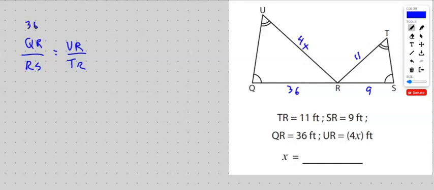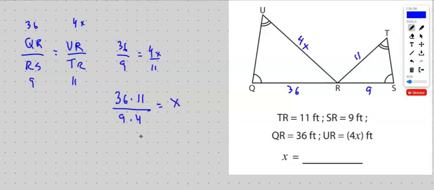Sometimes you might want to do it like this too. I put 36 here. My RS would be 9. My UR in this case would be 4x. And this would be 11. Now I'm going to take away the letters and put it back here. 36 over 9 equals 4x over 11. Once again, what are we doing? We're going to switch this up to here and pull this guy down to here. So I go 36 times 11 over 9 times 4 equals x.